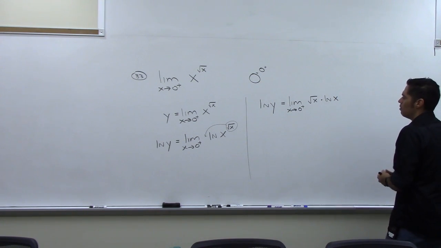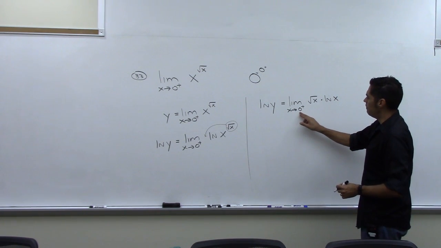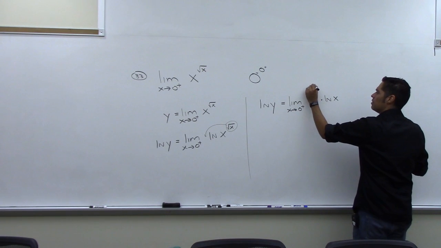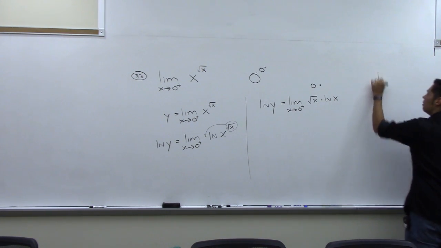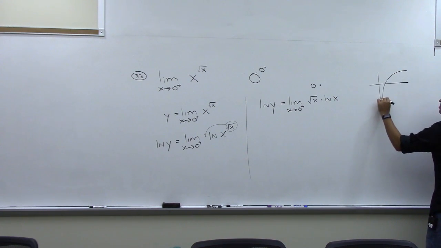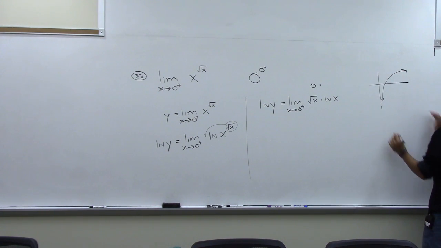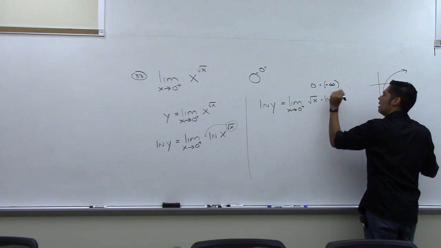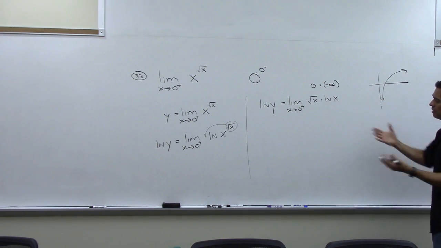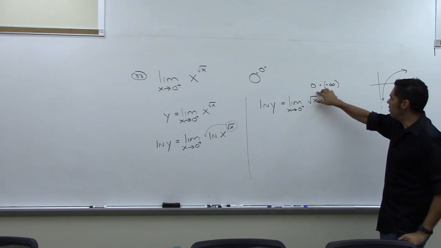And now let me just take a look at what's happening. As x goes to 0, I get square root of 0, that's going to 0, times natural log of 0. We're approaching 0 from the right, natural log does that. You can see as you approach 0, it heads out to negative infinity. And 0 times negative infinity is still an indeterminate form, but we know how to handle this one.